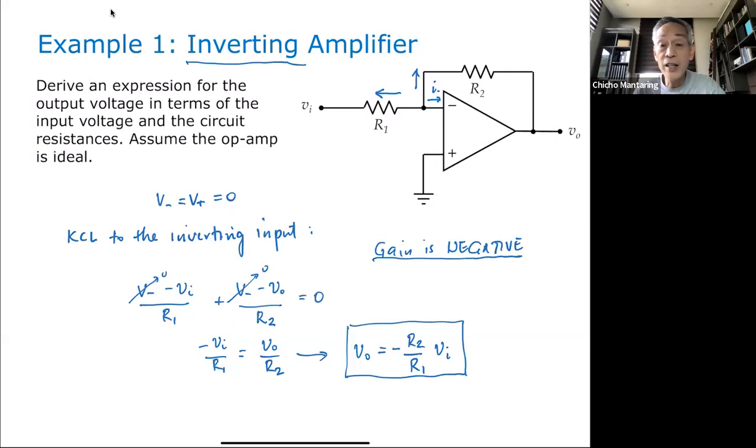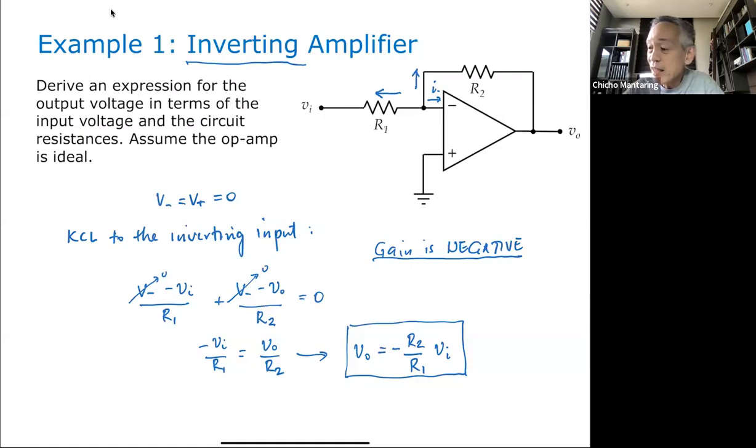Okay? The gain is negative. So whatever the value of the input, it becomes negative, of course multiplied by R2 over R1, then you take the negative of that. So very simple analysis. Was there anything hard about the analysis? Wala, di ba? Very straightforward.